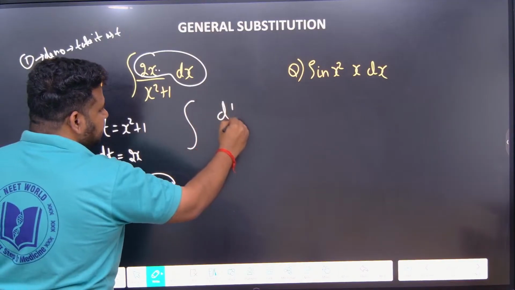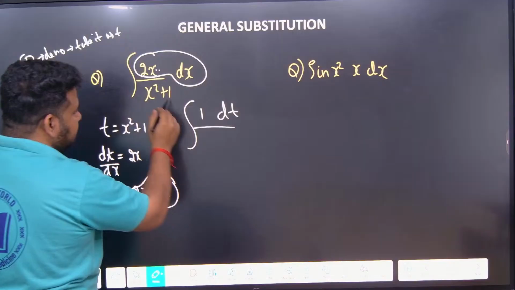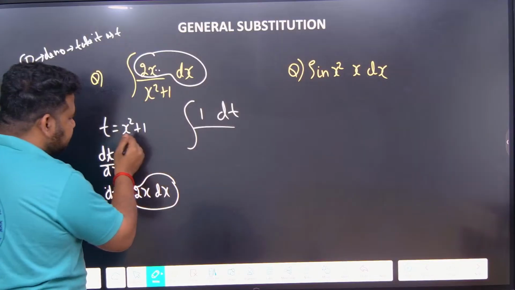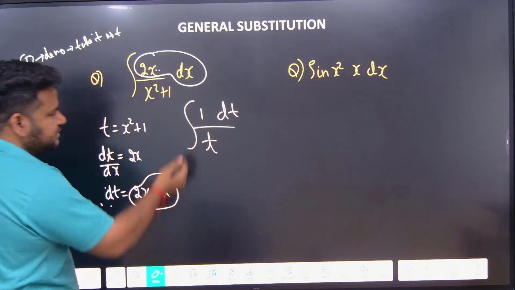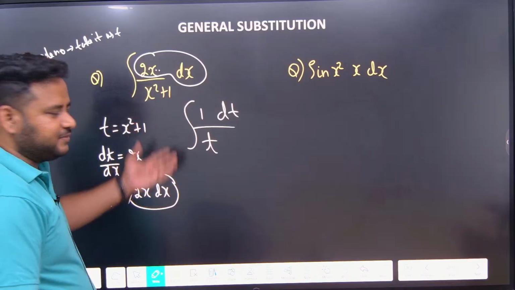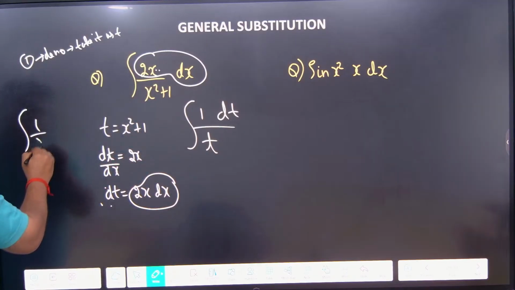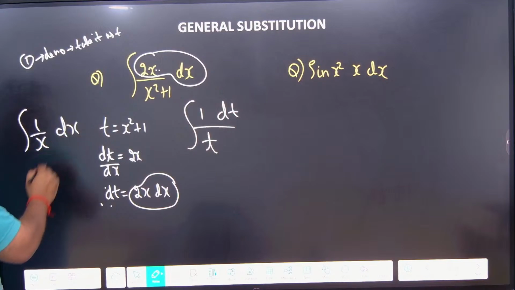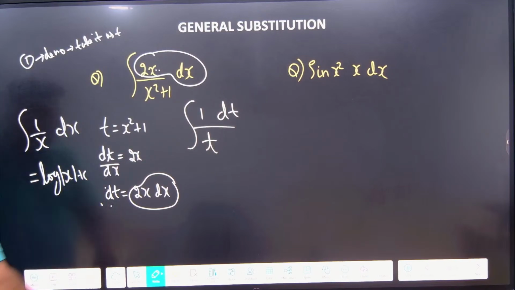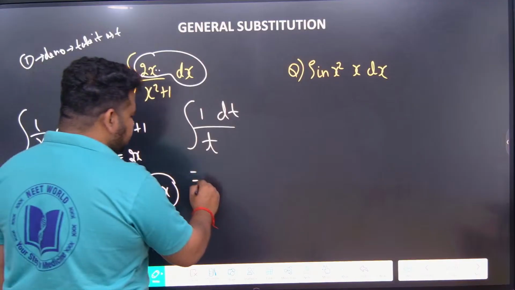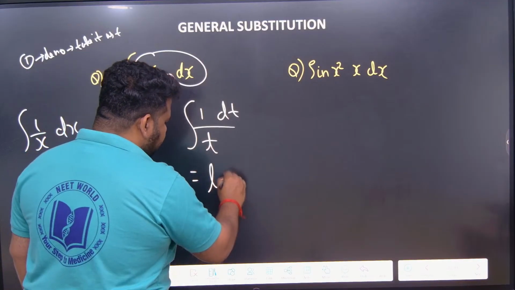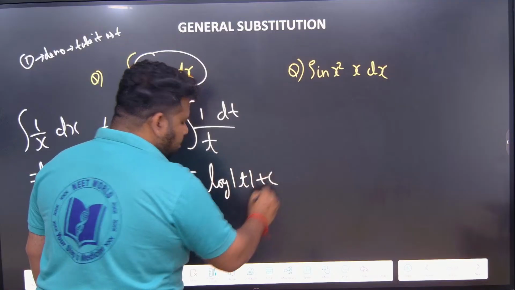dt divided by, what is this? Here nothing means 1. What did I take? x square plus 1 is t. Now this is of the form 1 by x dx. Integral of 1 by x dx, we know the result, that is log mod x plus c. So this will become log mod t plus c.